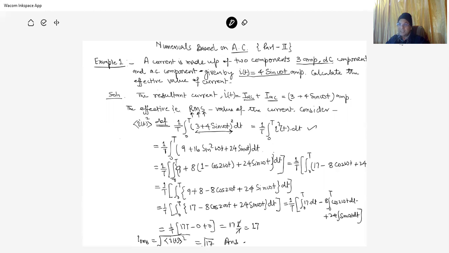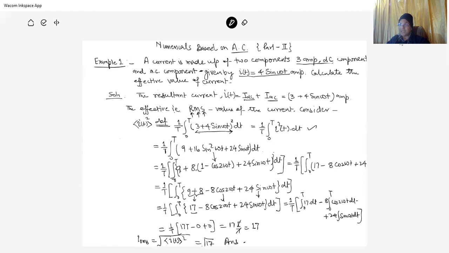Now we integrate. Using the trigonometric transformation sine square omega t equals (1 minus cos 2 omega t) by 2, we solve this: 9 plus 8 is 17, then the cos 2 omega t term, and the 24 sine omega t term. So 9 plus 8 is 17, and we integrate these three factors.